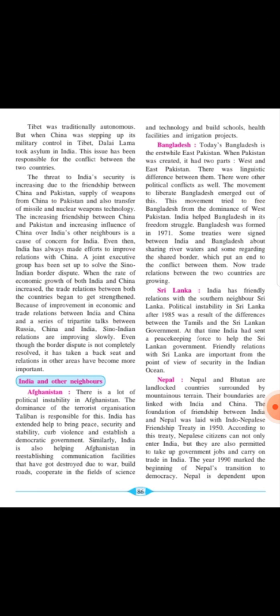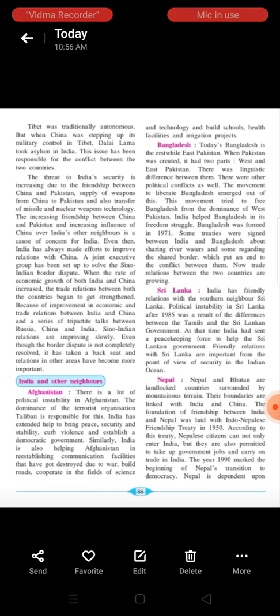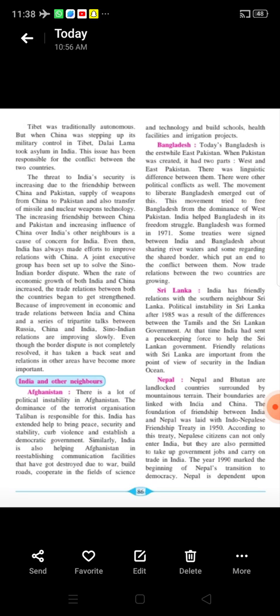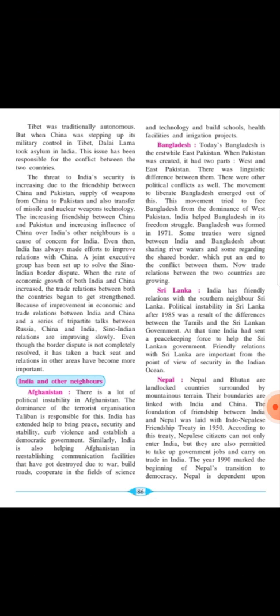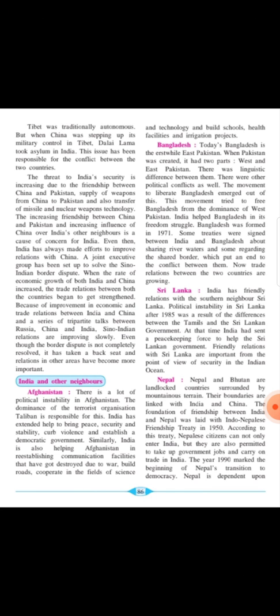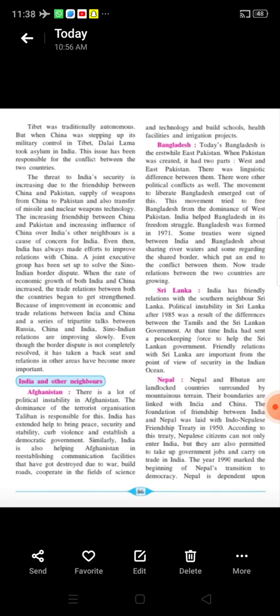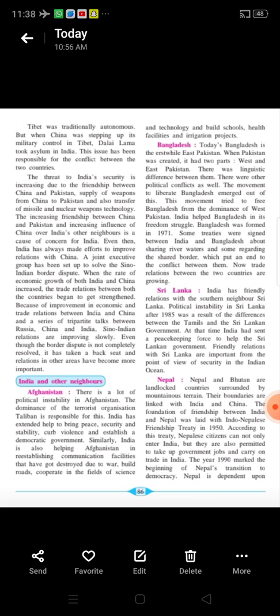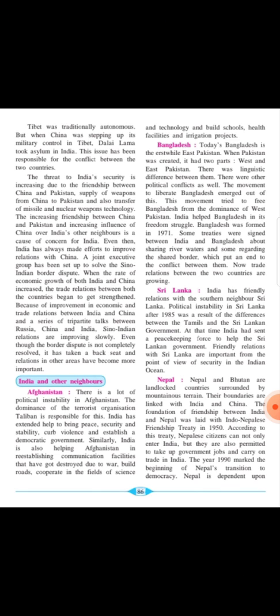Similarly, India is also helping Afghanistan in re-establishing the communication facilities that have been destroyed due to the war, build the roads, cooperate in the fields of science and technology, and build the schools, health facilities, and irrigation projects. Okay, children. So Afghanistan is also one of the neighboring countries of India. Now here, India has extended help to bring peace, security, stability, curb violence, and establish a democratic government. So children, India is also helping Afghanistan in what? Establishing communication facilities, building roads, schools, irrigation, and also the health services.